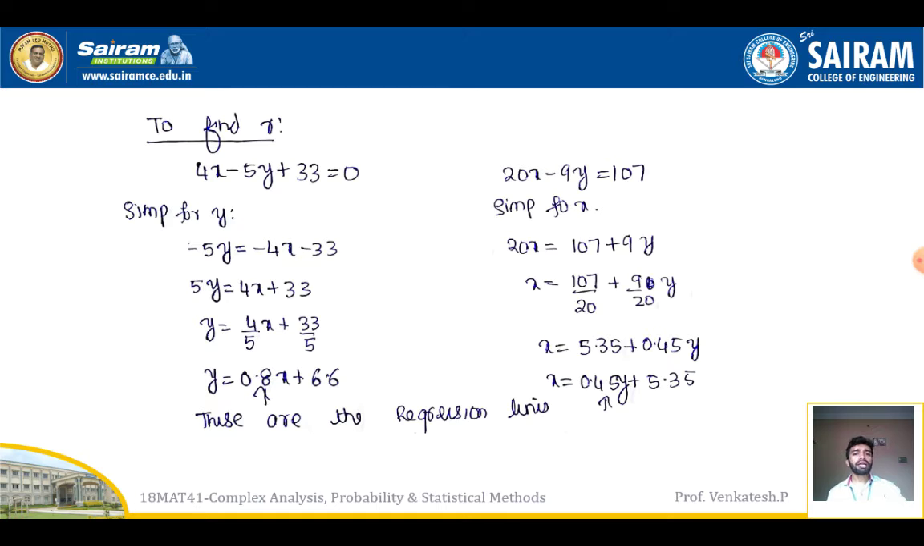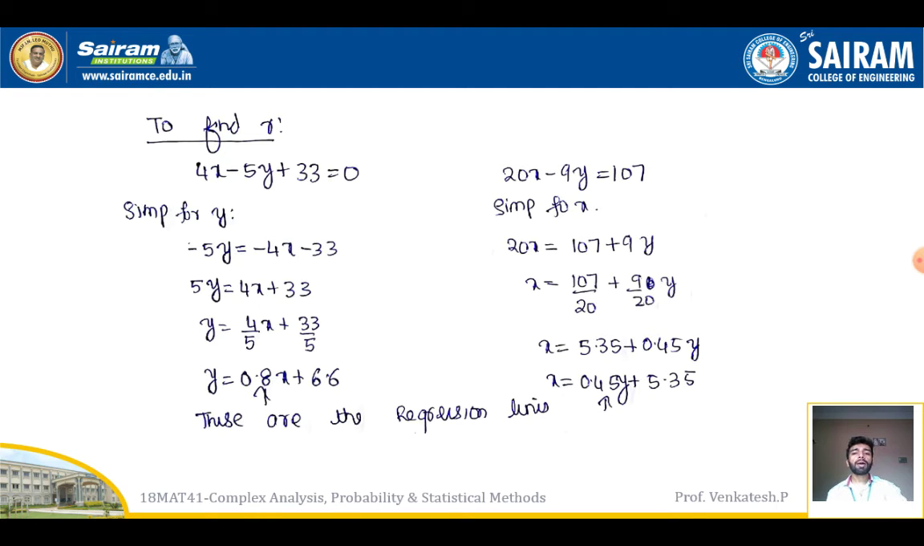From the next line, I am going to estimate the x on y equation. So 20x is equal to 107 plus 9y. X is equal to 107 by 20 plus 9 by 20 into y. So I get x is equal to 5.35 plus 0.45y, that is x is equal to 0.45y plus 5.35. From this we can estimate the coefficients of x and y to find the value of r.